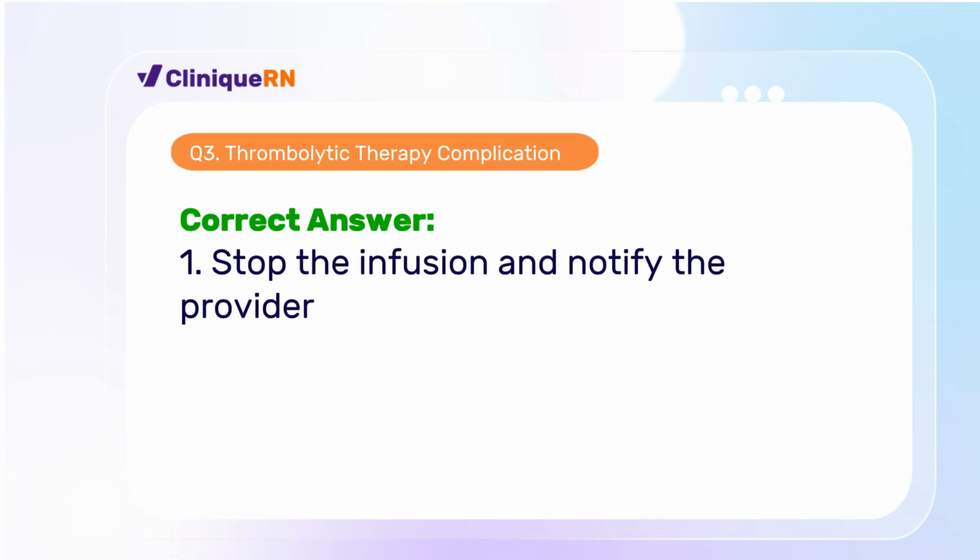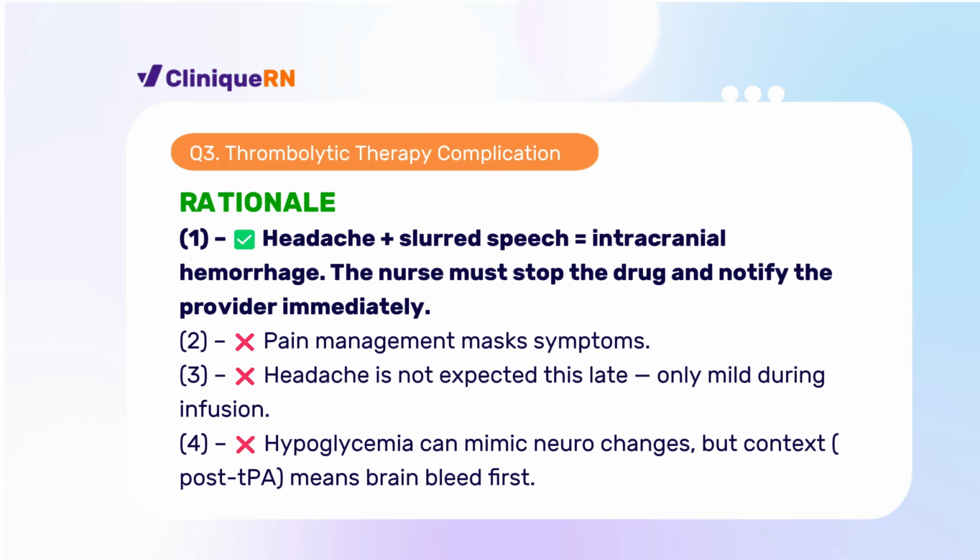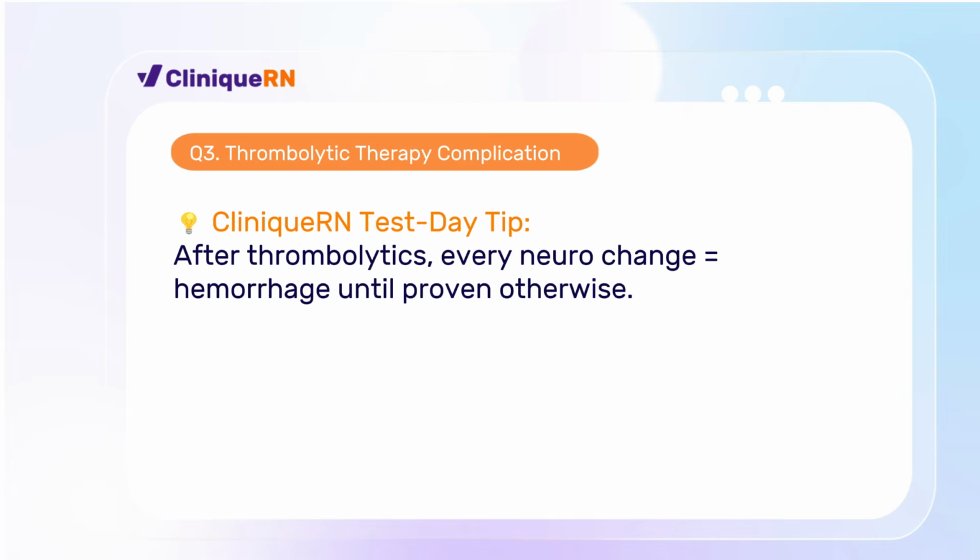The correct answer is 1. Stop the infusion and notify the provider. Detailed rationale. 1. Headache plus slurred speech means intracranial hemorrhage. The nurse must stop the drug and notify the provider immediately. 2. Pain management masks symptoms. 3. Headache is not expected this late, only mild during infusion. 4. Hypoglycemia can mimic neuro changes, but context, post-TPA, means brain bleed first. CliniqueRN Test-Day tip. After thrombolytics, every neuro change means hemorrhage until proven otherwise.